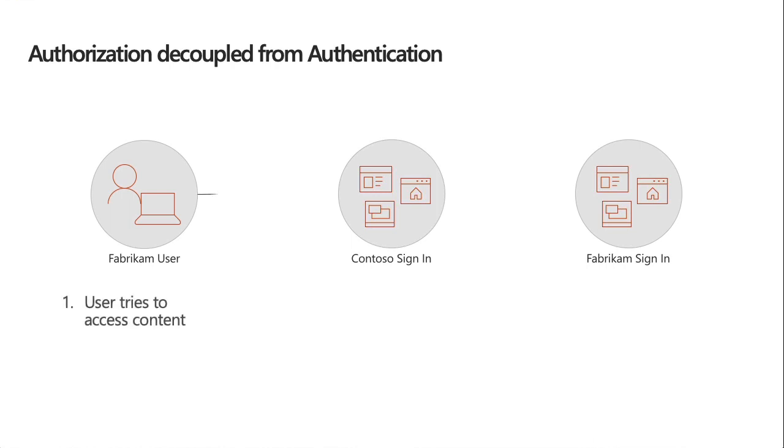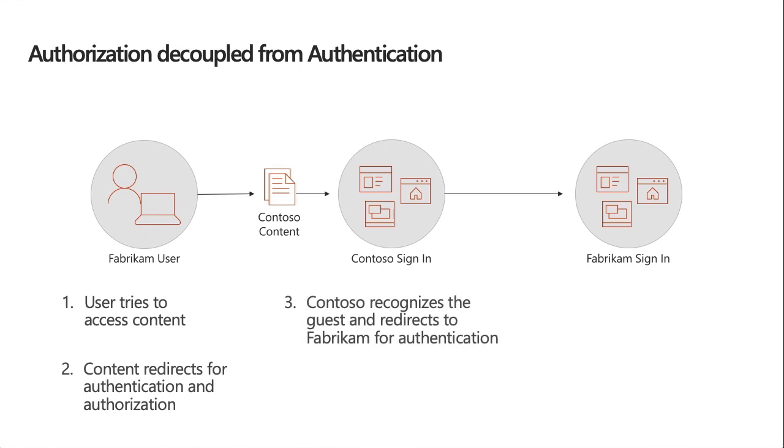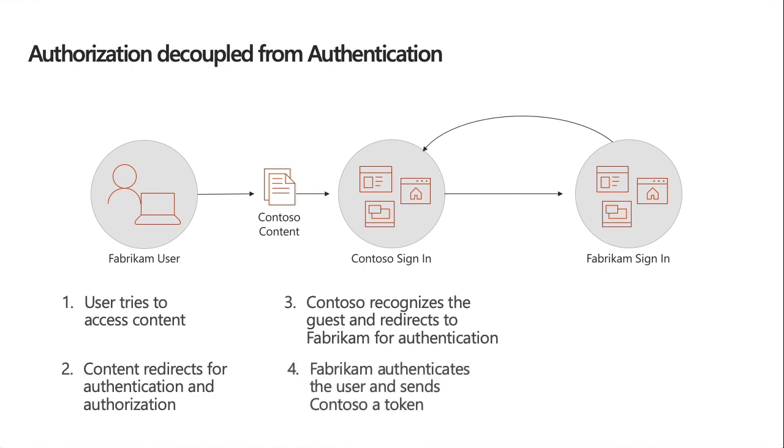Because the content is protected by Azure AD, the user will be redirected to Contoso to sign in for authentication and authorization to obtain an access token from Contoso that is required to access content. Contoso's Azure AD recognizes that a user is a guest from Fabricam and is configured for B2B with Contoso. So Azure AD is going to redirect the user to Fabricam for sign-in.